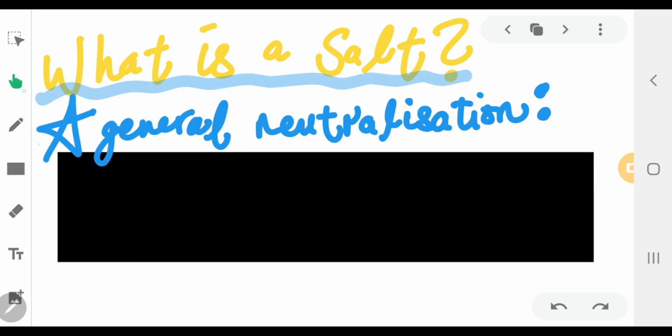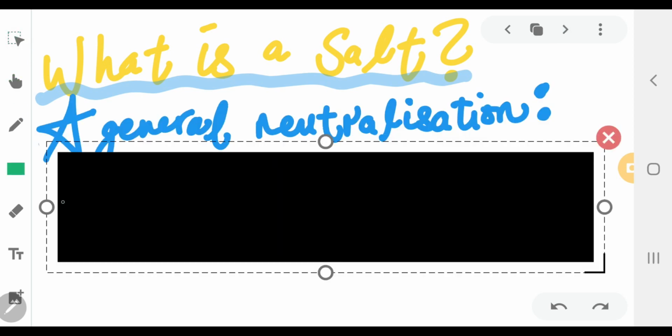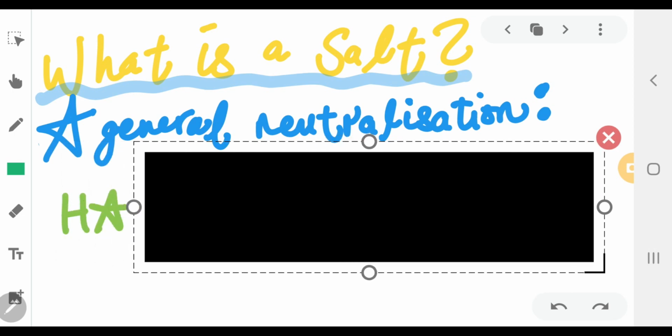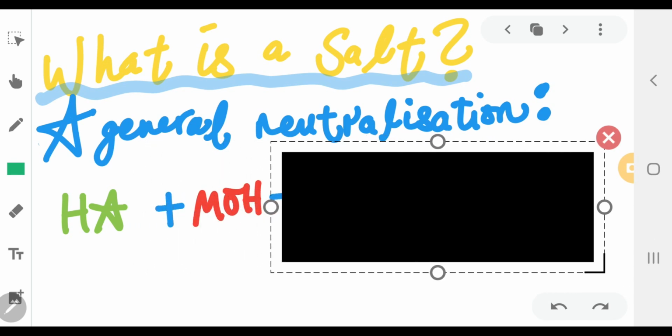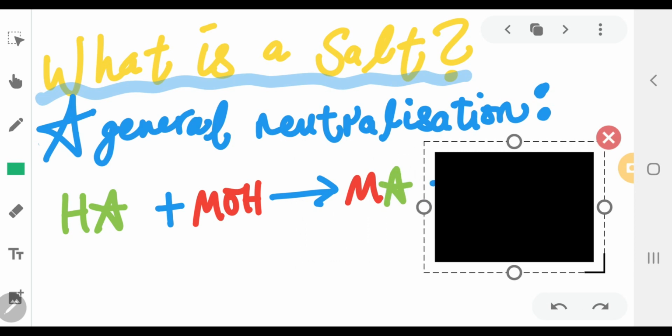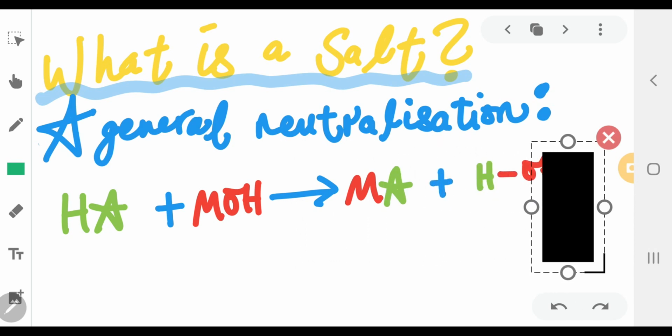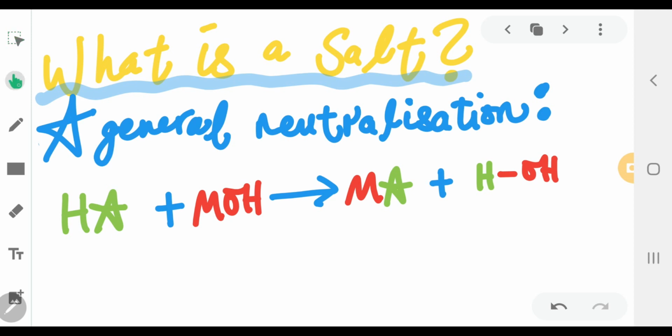Let's have a look at this general neutralization equation right here. This is the acid that you have, and when you react that with the base, what we are going to be producing is the salt, and of course also a water molecule. In this video, we're going to talk about salts and how these salts can be basic, acidic, and even neutral.